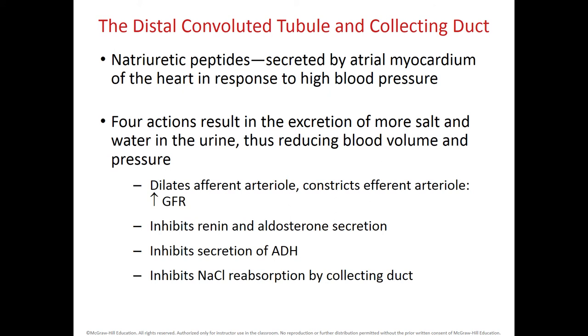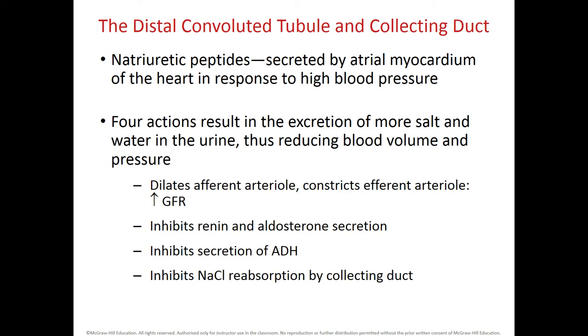Another hormone that influences the concentration or the amount of urine will be the natriuretic peptides. Natriuretic peptides are secreted by the cells of the atria in the heart in response to increased blood return or increased blood pressure. So the major trigger for the secretion of these atrial natriuretic peptides will be the increase in blood pressure.